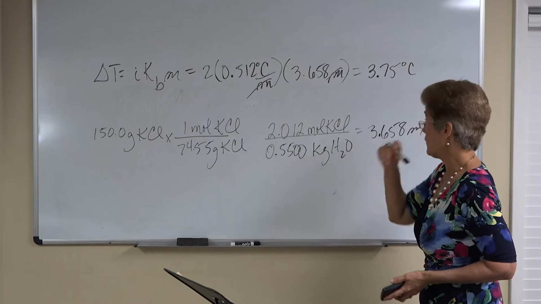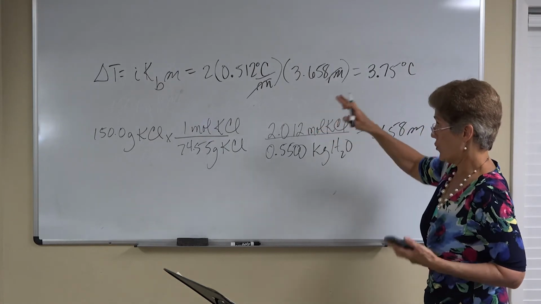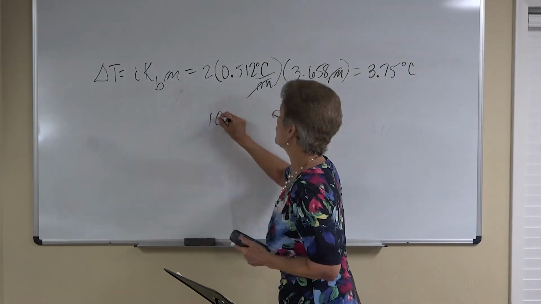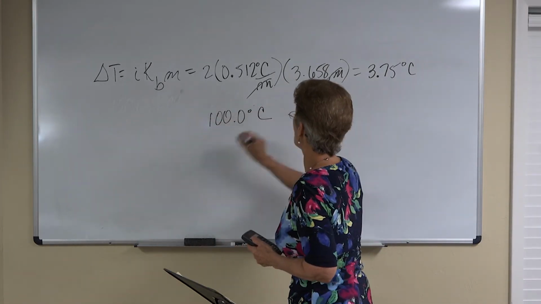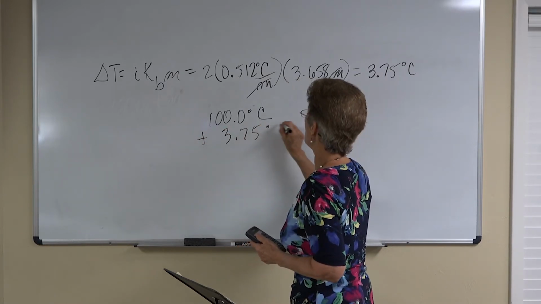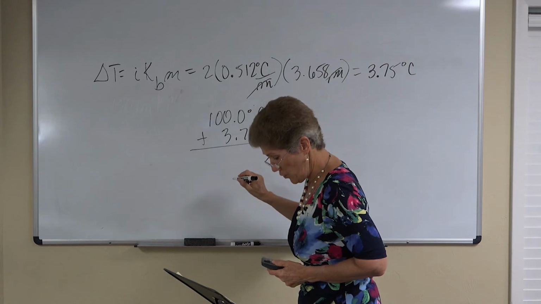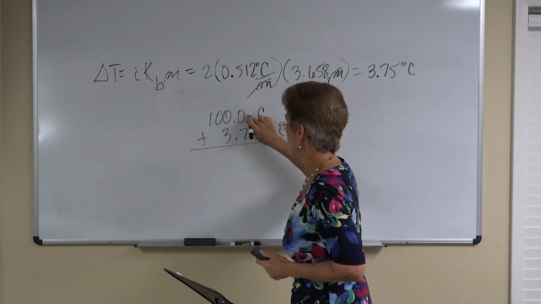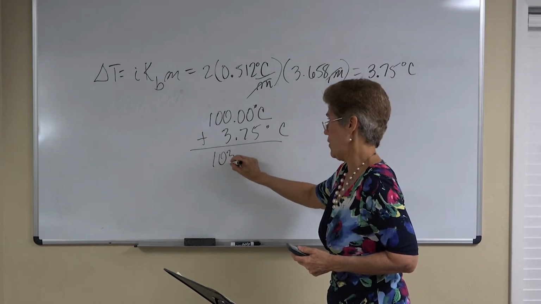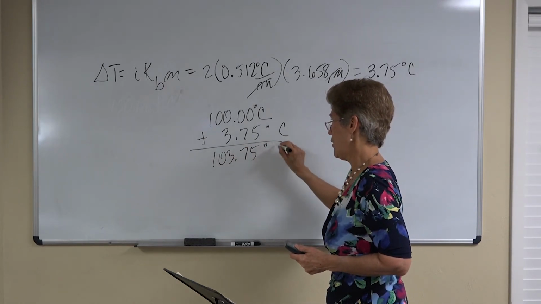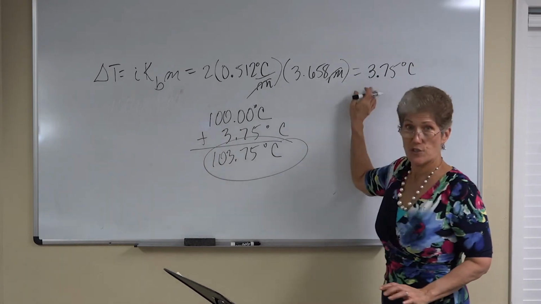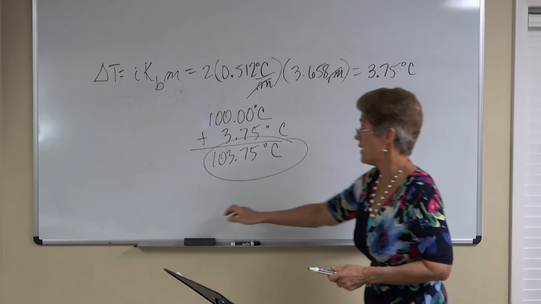Now you're not done yet. All you found is the change. And we are using water as the solvent. So you're going to say 100 degrees Celsius plus the boiling point elevation is going to give you 103.75 degrees Celsius. So that is your answer. Don't stop here on your test. It won't be done. That's not what you were asked for.